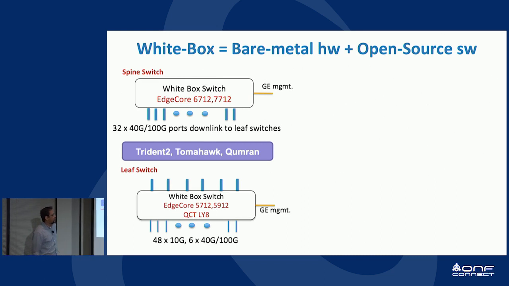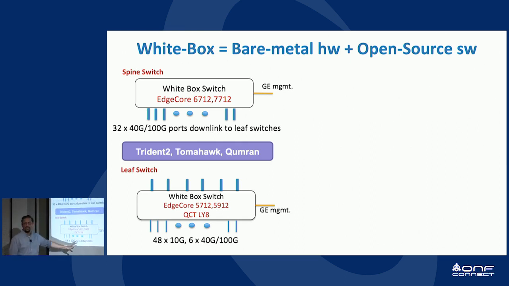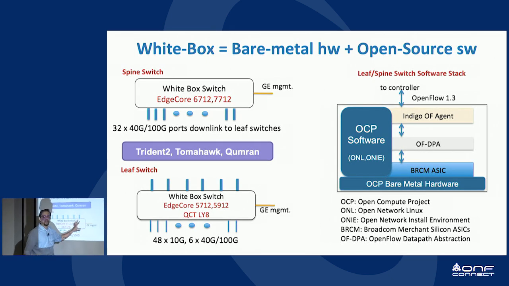Okay, so this is what it looks like. That's your hardware, and this is all Broadcom ASICs inside EdgeCore and also other ODM vendors like Delta. But the software that runs inside these boxes is exactly the same. It doesn't matter if it's a leaf or a spine switch. The speeds and feeds are different, right? But the software that runs inside the box is the same. And so what do we use?